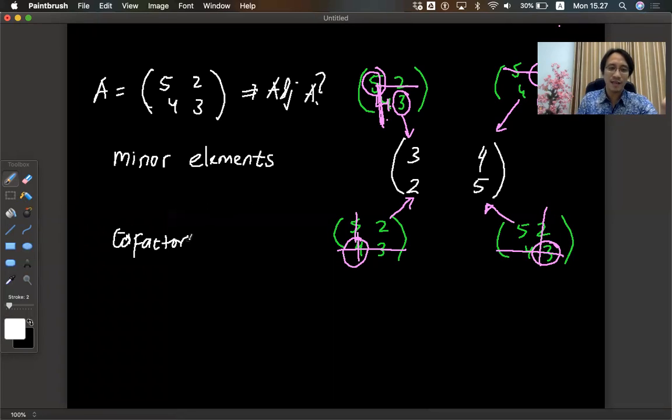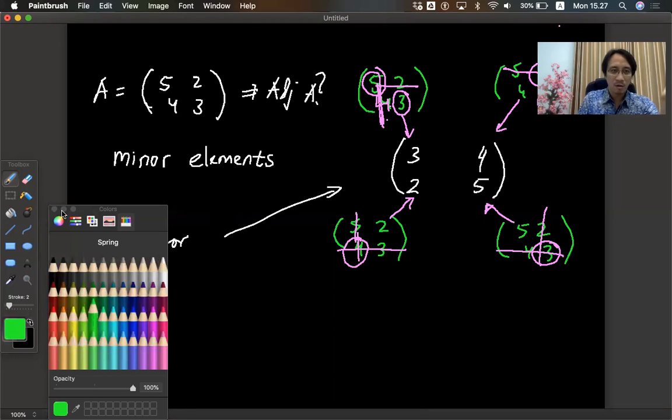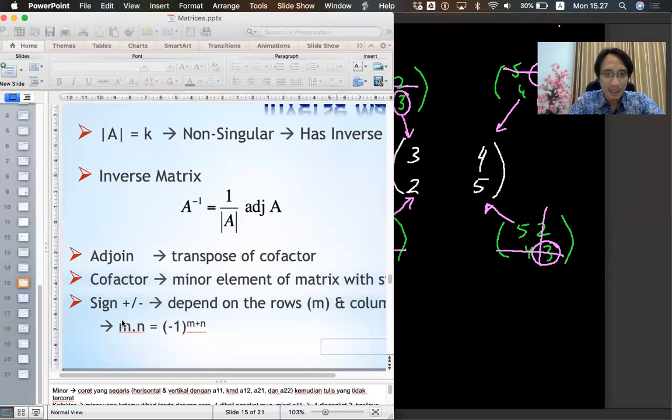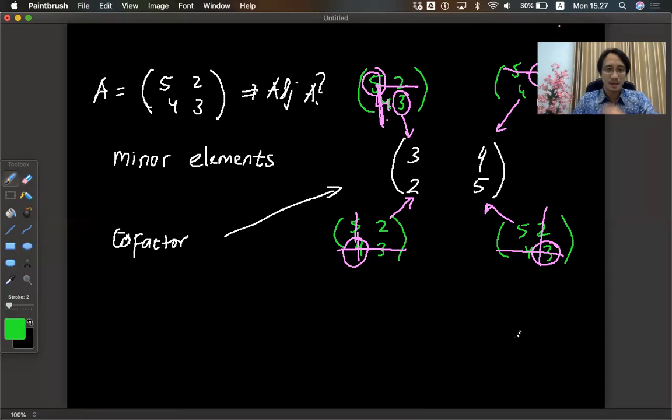And then the cofactor is the minor element, this one, but with the sign. The sign is generated with this formula. See the formula: -1 powered by m plus n. m is row, n is column.